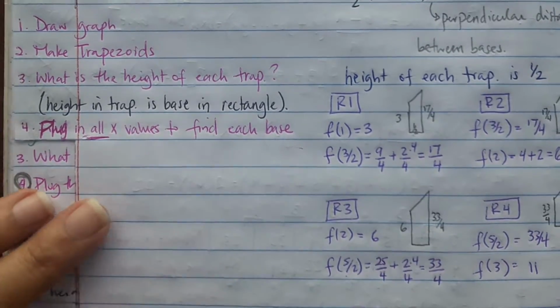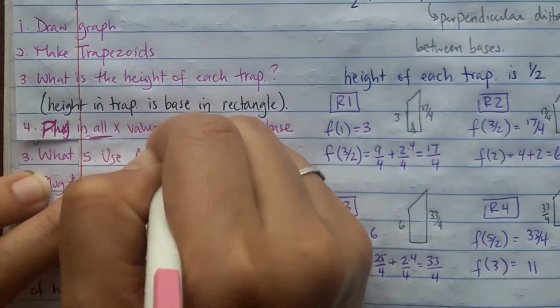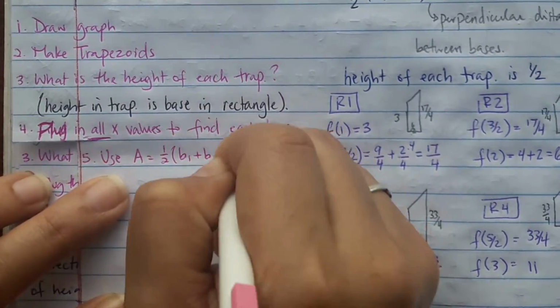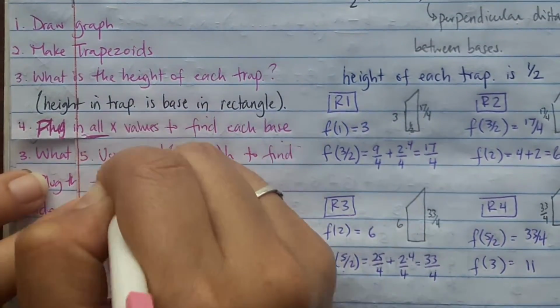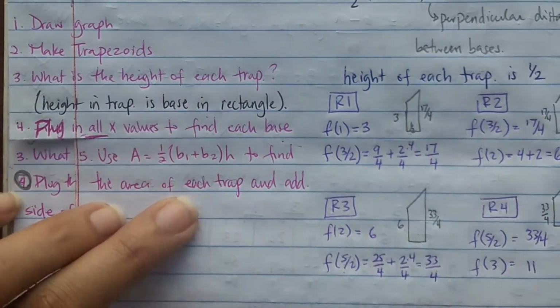And then we're just going to use the area of a trapezoid, which is a half base 1 plus base 2 times the height, to find the area of each trapezoid and add. So once I find each trapezoid, I'm going to add.